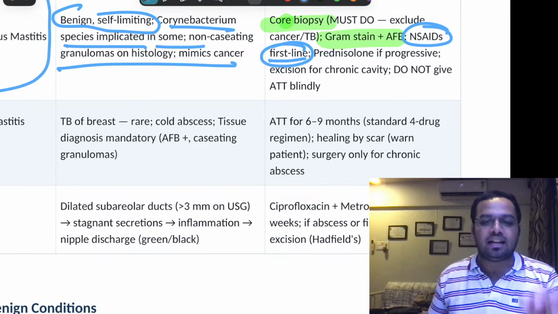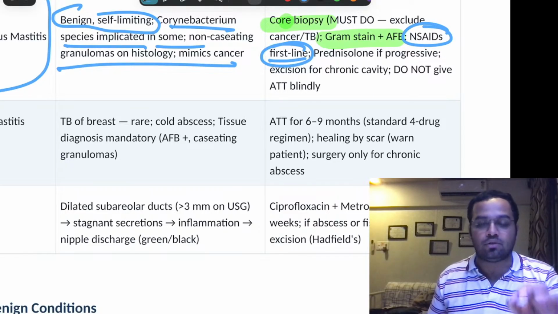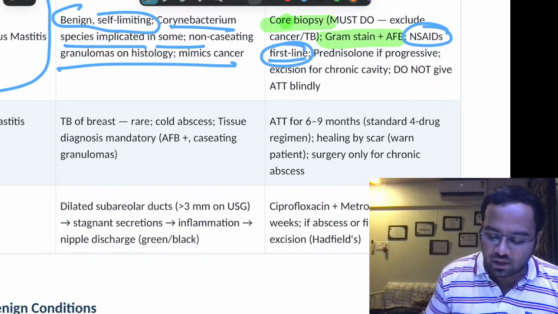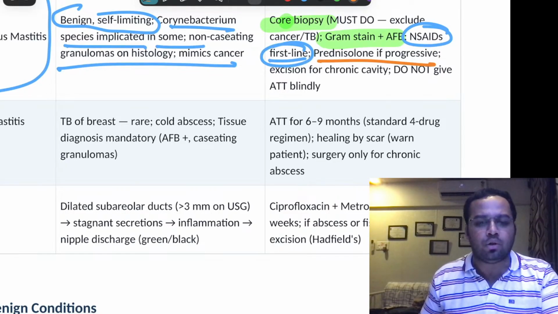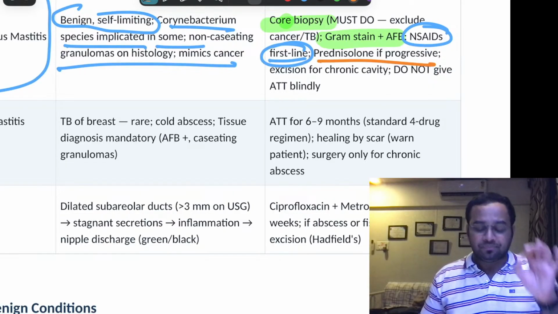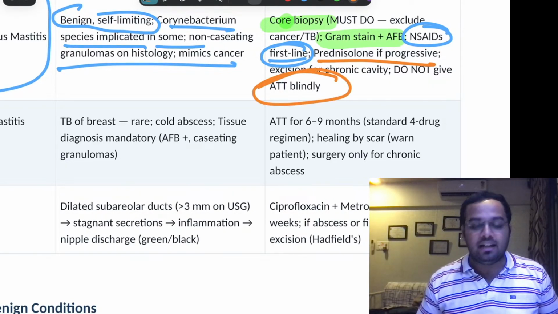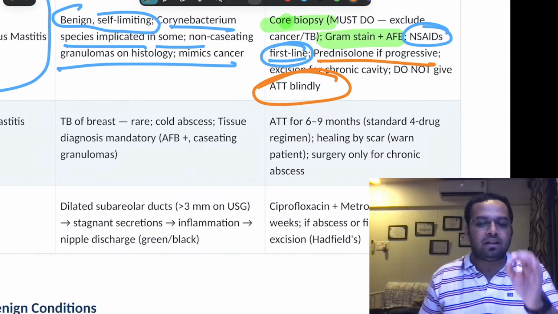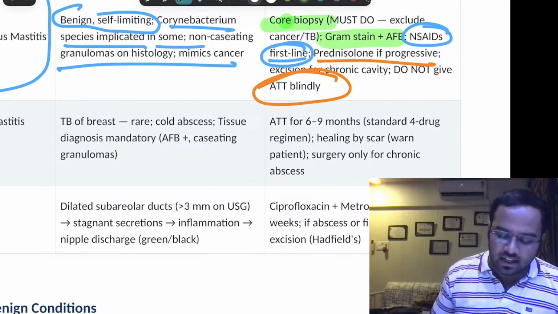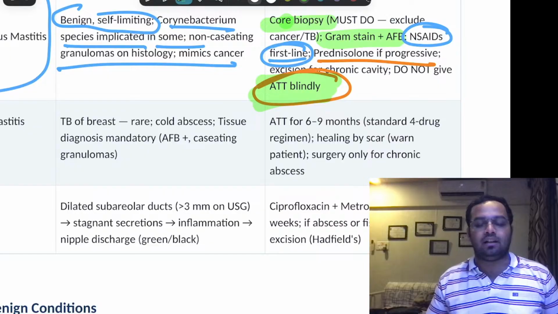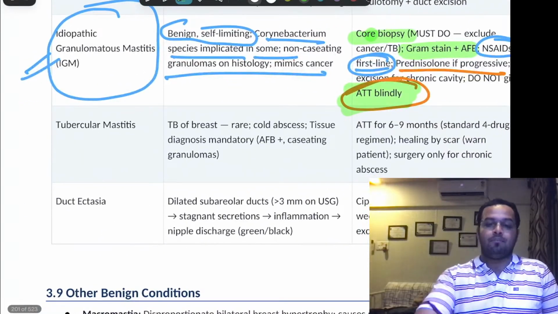But always remember that idiopathic granulomatous mastitis is going to respond very well to steroids. So if you give 2 steroid doses, the lump is going to subside. And if TB comes positive from that aspirate, you can go for ATT. So you can go for ATT, but do not give the ATT blindly, because it can cause worsening of it. So always important for you to know.